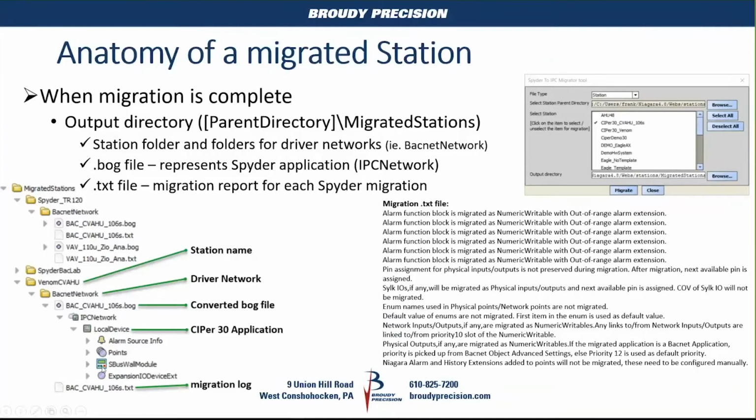And then if the Spyder application had a ZIO, S bus wall module, they'll be created in this network as well. And then if the points don't fit in the base CIPer 30 controller, it'll add the expansion IO devices for all the other points that don't fit within that controller. And as I mentioned over here, Sylk IO, any other IO that needs to be assigned will go to the next available IO slot. And then again, you have the migration log. So that's how that all comes about. And then, like I said, everything would be under a migrated stations folder.